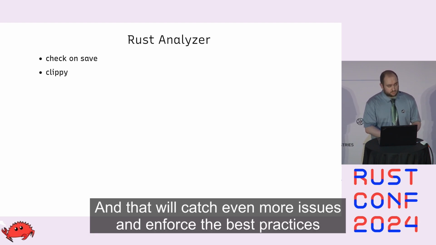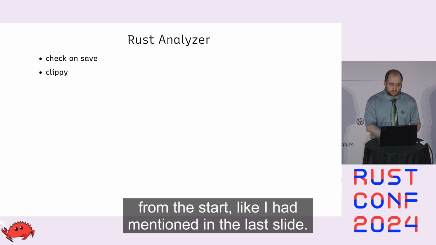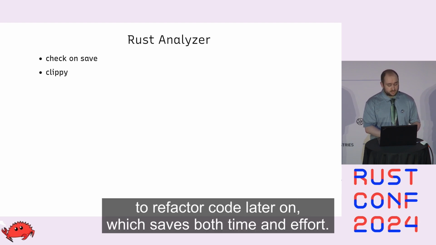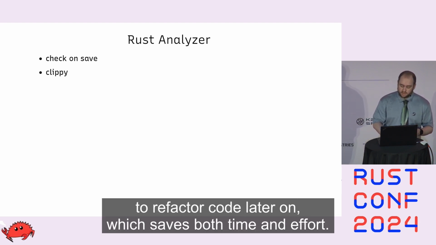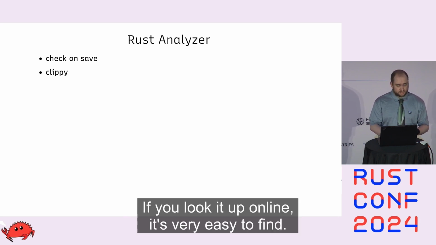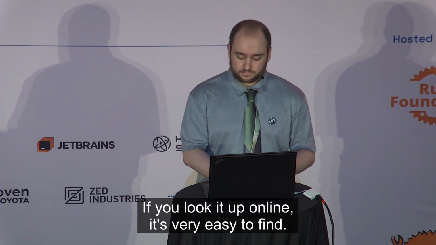And that will catch even more issues and enforce the best practices from the start, like I had mentioned in the last slide. And it is important that using that from the start avoids the need to refactor code later on, which saves both time and effort. And you can enable Clippy with Rust Analyzer in the settings. If you look that up online, it's very easy to find.